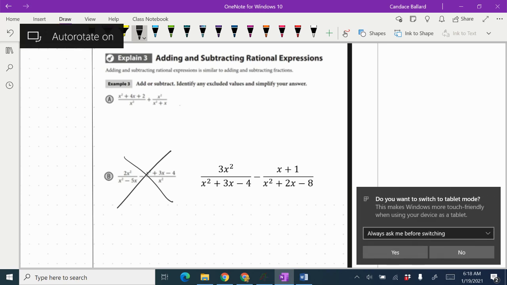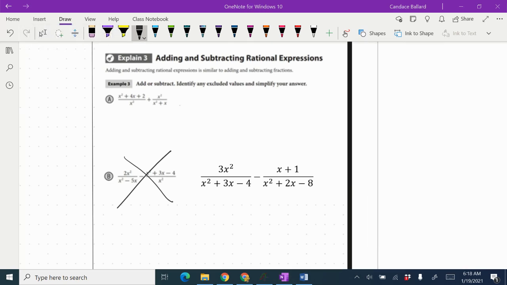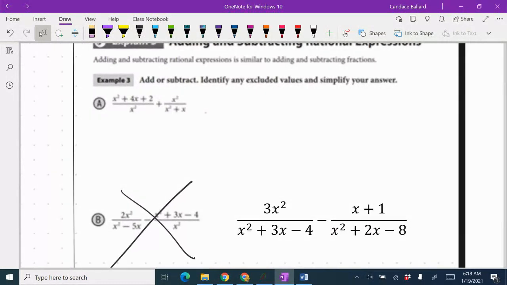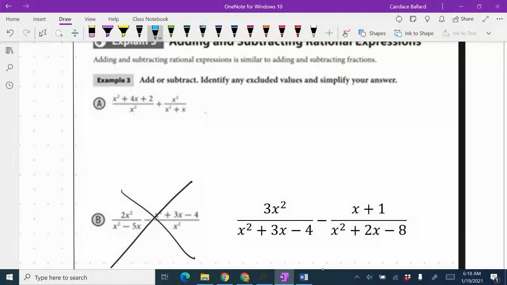In this lesson, we're going to continue topic 7.1, and we're going to look at explain 3, and specifically example 3a. So we're supposed to add or subtract and identify any excluded values and simplify your answer. If I'm going to start with my excluded values, remember I would just set my denominator, figure out what would I have to put in my denominator to make it 0.